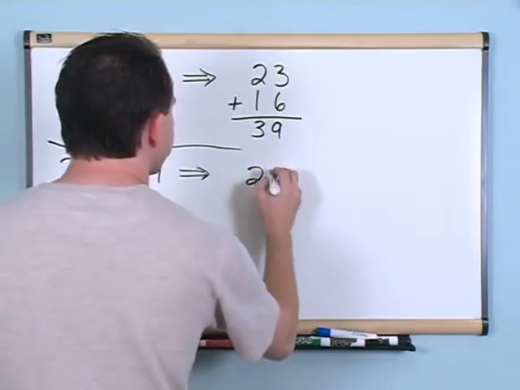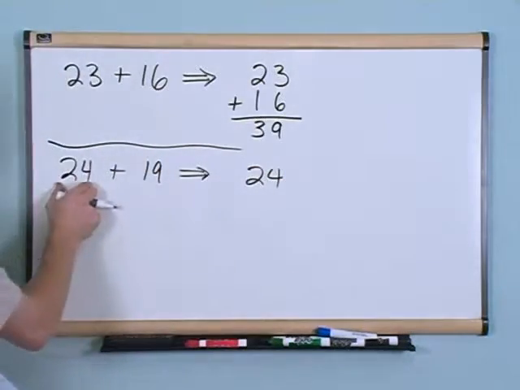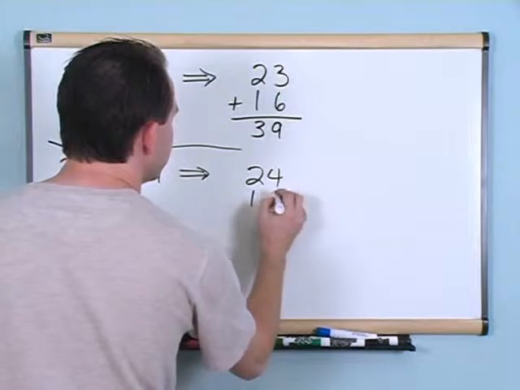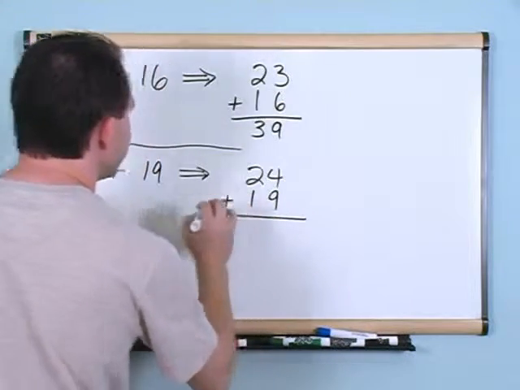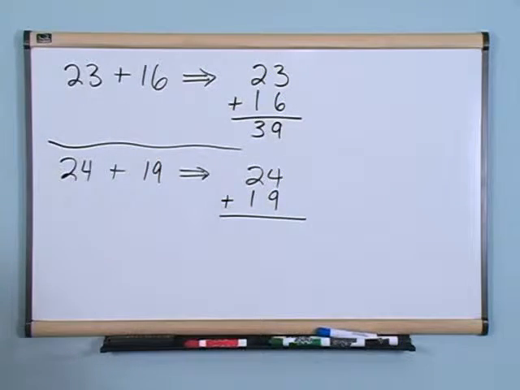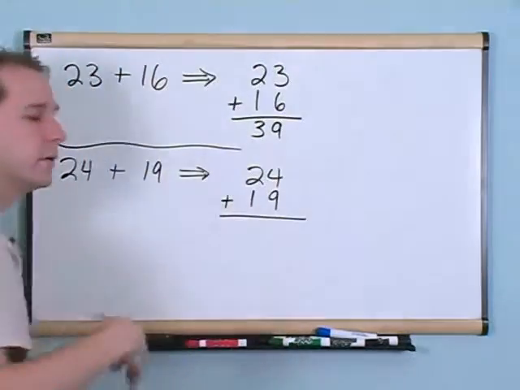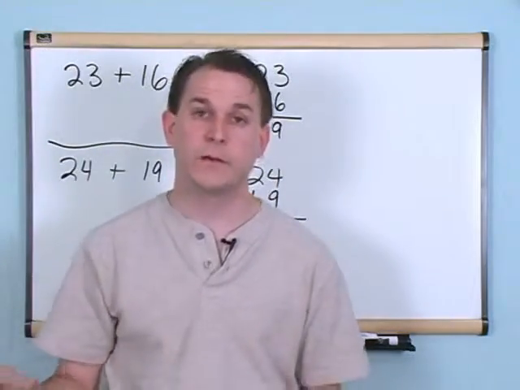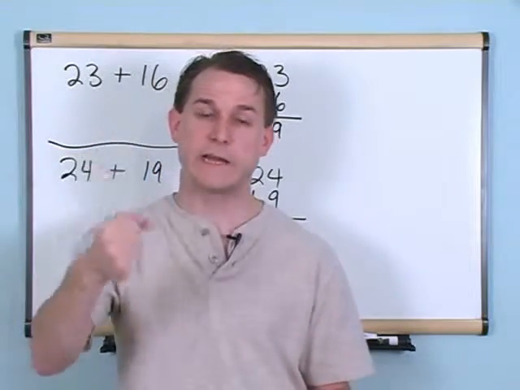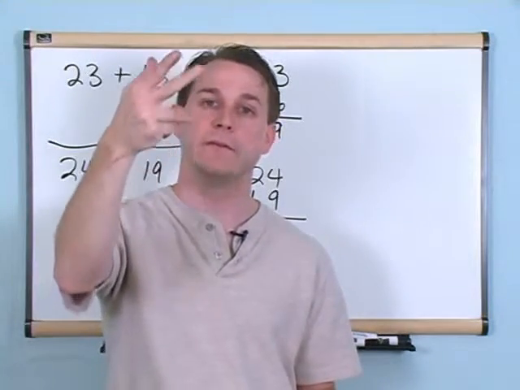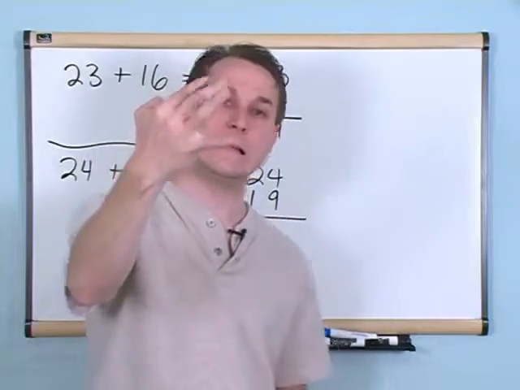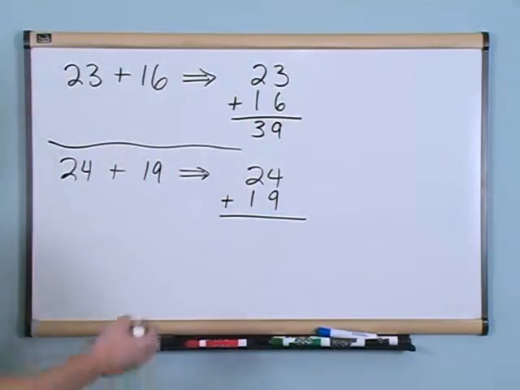Well, you'd write the first number on the top, okay? And then you'd write the 19 underneath it, and you'd want to add them up, right? So you would start in the right-hand column, and you would say 9 plus 4. What would 9 plus 4 equal? Well, you can do that on your fingers, starting at 9, 10, 11, 12, 13. Okay, 13. I added 4 to it, got 13.